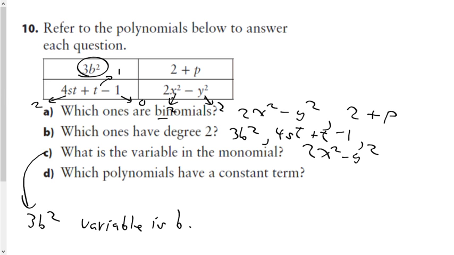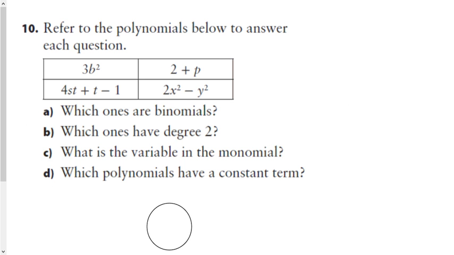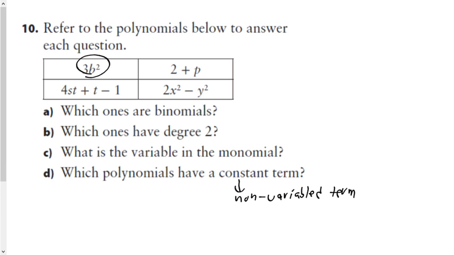And finally, which polynomials have a constant term? The easiest way to determine what your constant term is in the polynomial is that it is the term that does not contain a variable, or the term that does not have a letter. This does not have a term without a letter. It just has one term, and that has a letter, so that does not have a constant. This has a term with no variable. 2 is just a term, so therefore 2 plus p contains a constant. The constant is 2.